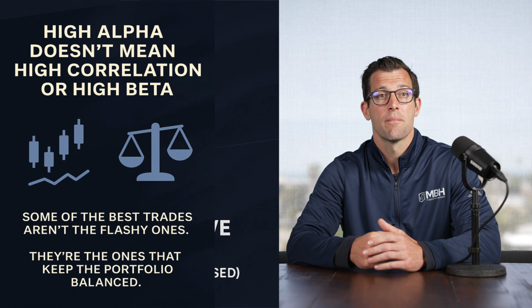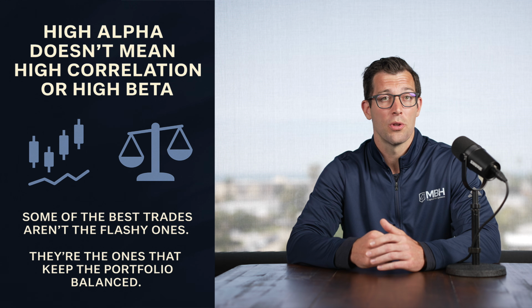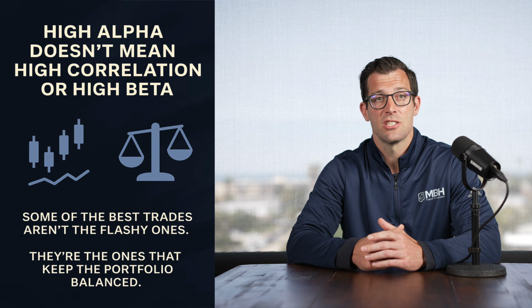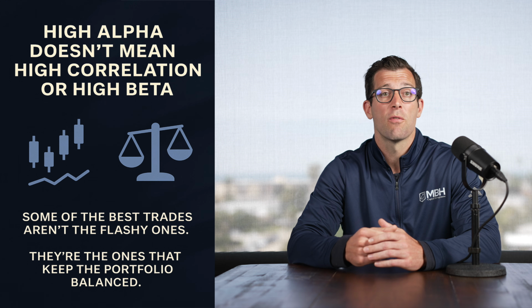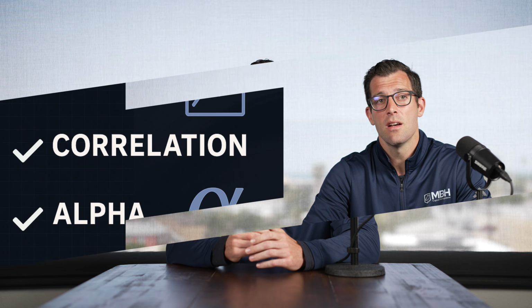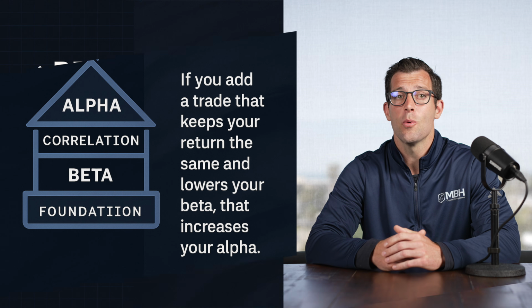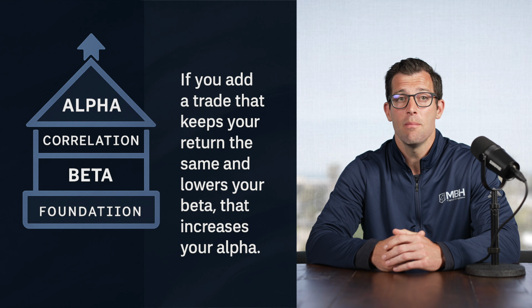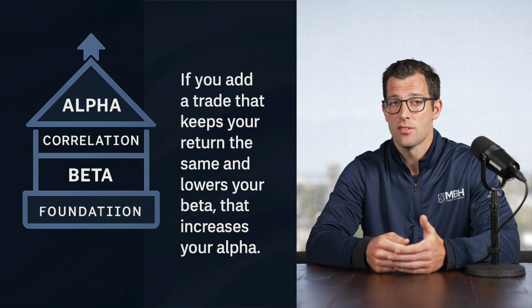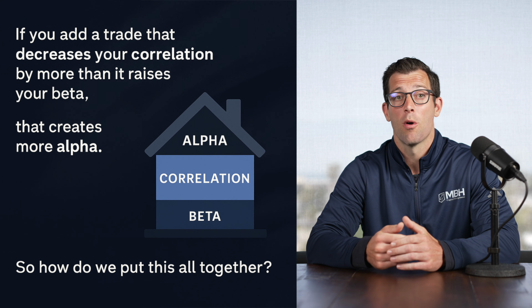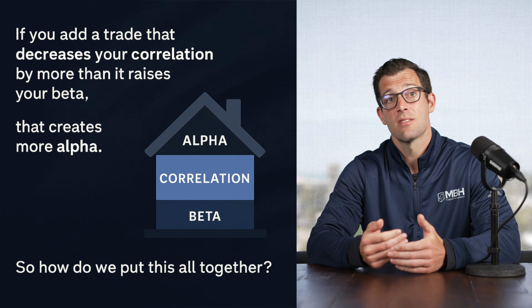But here's the kicker. High alpha doesn't mean high correlation or high beta. Some of the best traders aren't the flashy ones. They're the ones that keep the portfolio balanced. All 3 of these components, beta, correlation, and alpha, play into one another. If you add a trade that keeps your return the same and lowers your beta, that increases your alpha. If you add a trade that decreases your correlation by more than it raises your beta, that creates more alpha.